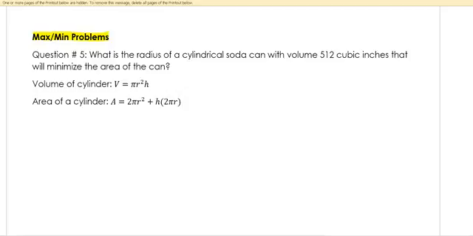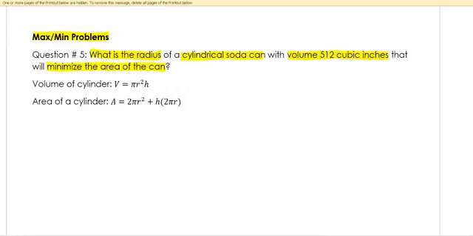Okay, so I want to start off this video by going over a question with a cylindrical can. The question is, what is the radius of a cylindrical soda can which has a volume of 512 cubic inches? And we want to make sure that we can find the radius so that we can minimize the area of the can.